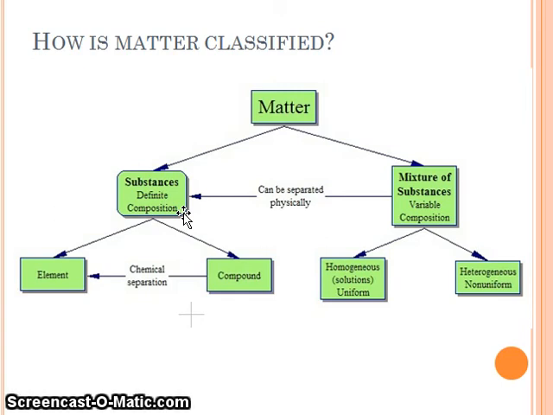Mixtures, however, have variable composition. They're different things mixed together. They're not chemically combined. The two types of mixtures are homogeneous and heterogeneous. Homogeneous mixtures are also called solutions.